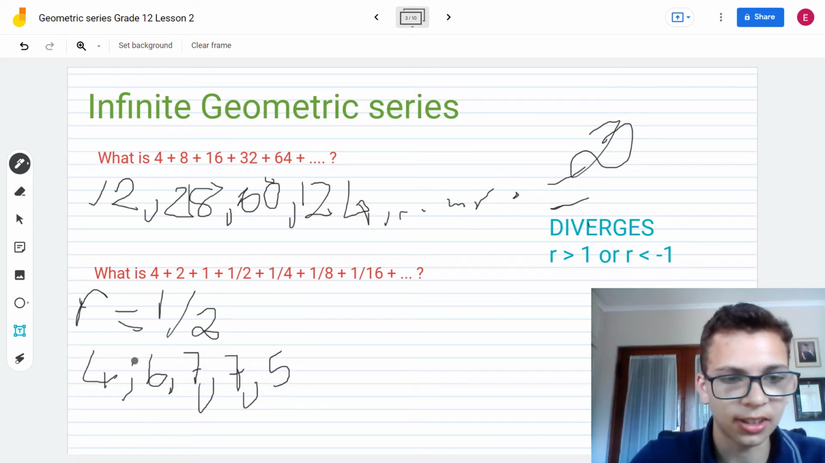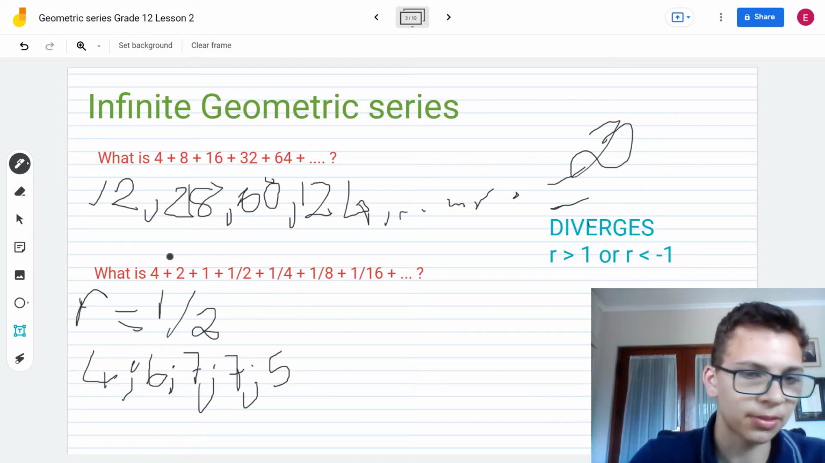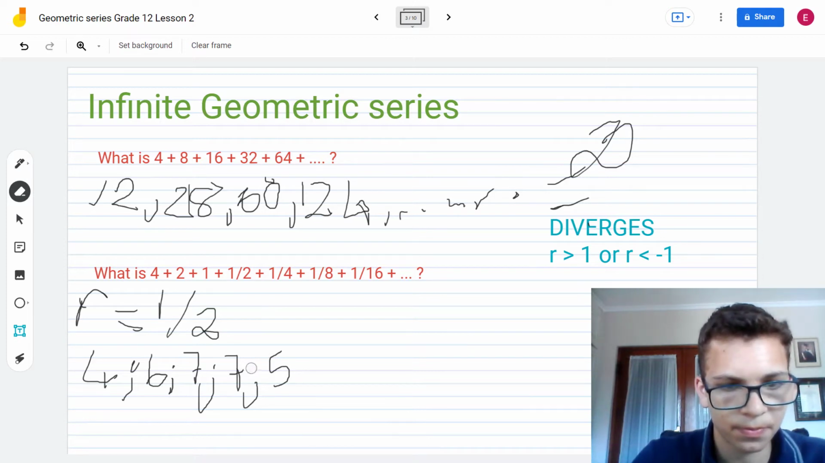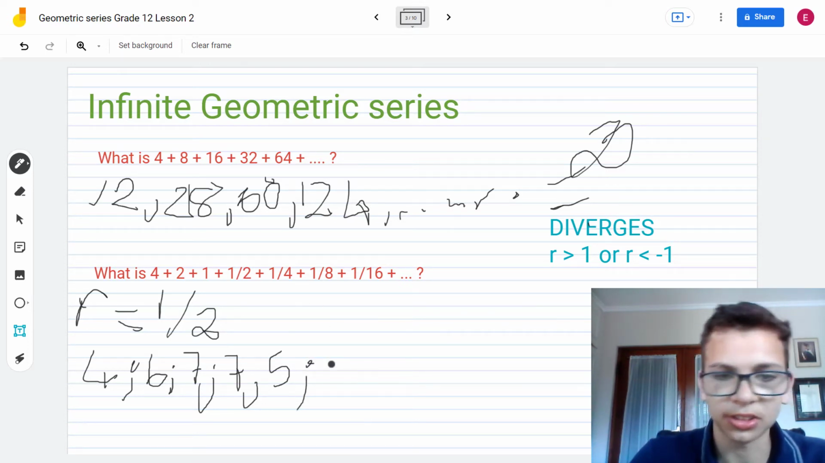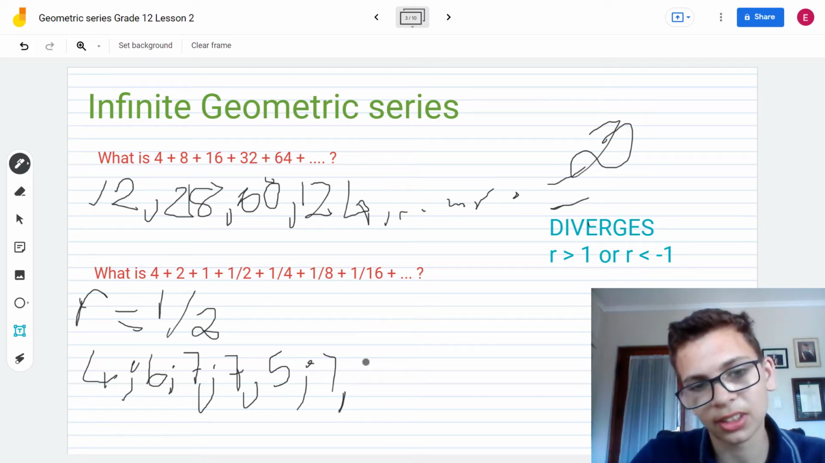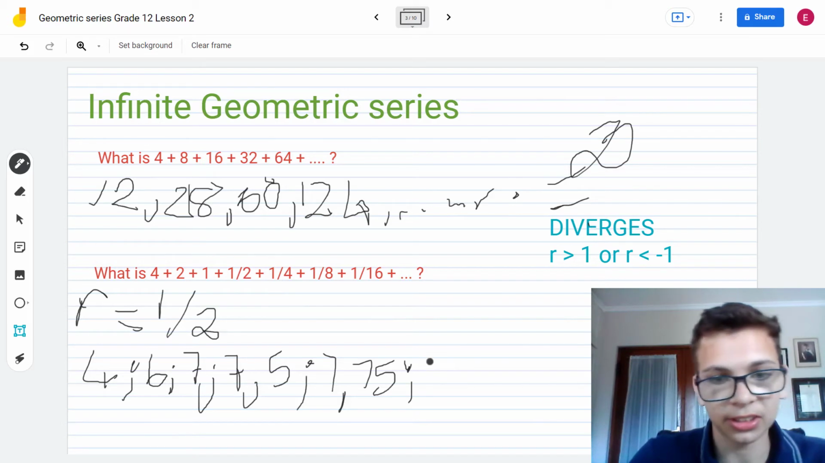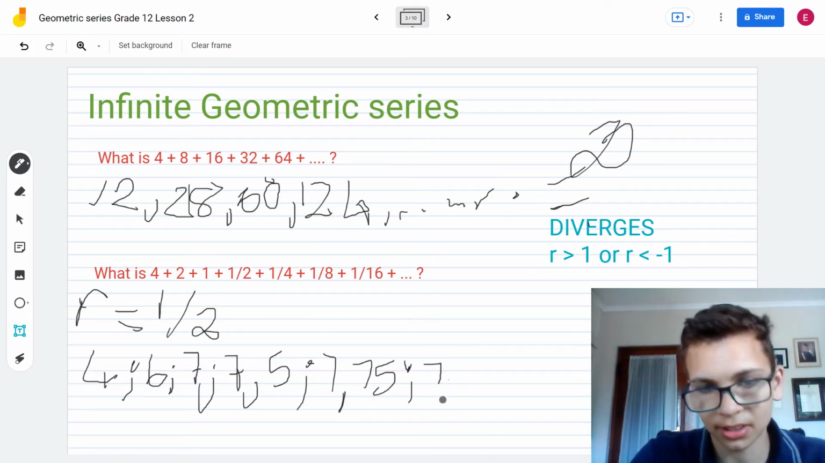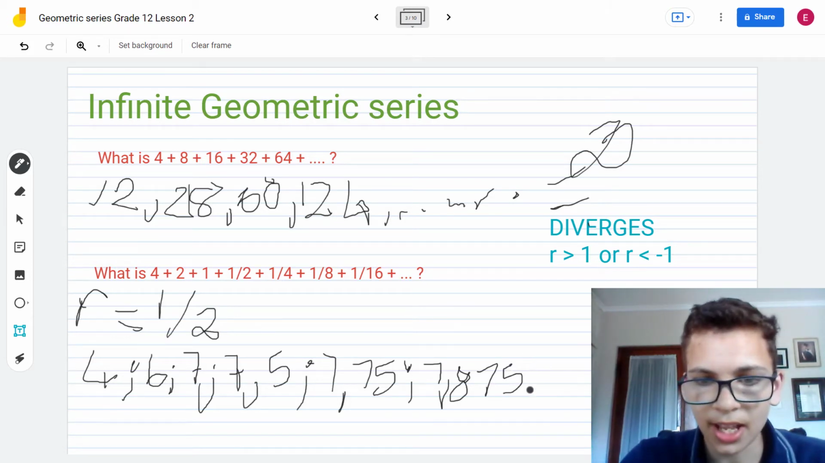That's 7.5, because it's 7 plus a half. Our next term will be 7.5 plus a quarter, so that will be 7.75. Our next term will be plus 0.125, so 7.875. And we can do this and so on.